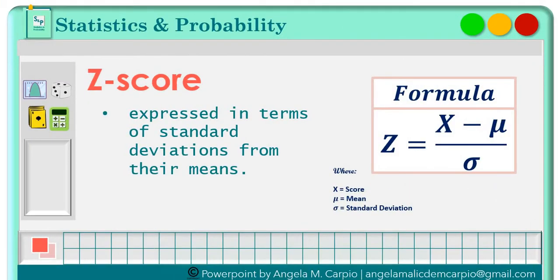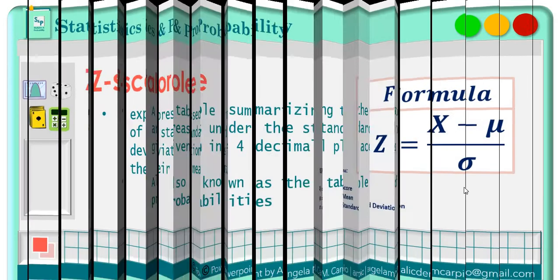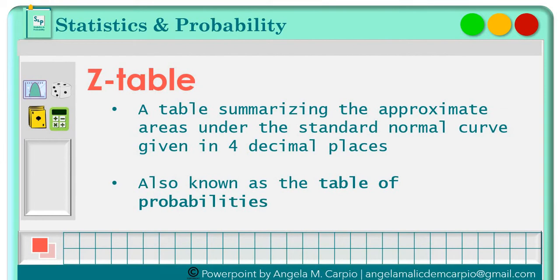Z-score is a value expressed in terms of standard deviations from the mean. Z-score is computed using this formula, x minus mu all over sigma, where x is the score, mu is the population mean, and sigma is the population standard deviation. So given any score or any value of x, we can standardize it using this formula, hence we can find it on the z-table. So aside from the z-score, we are going to use another thing, which is the z-table.